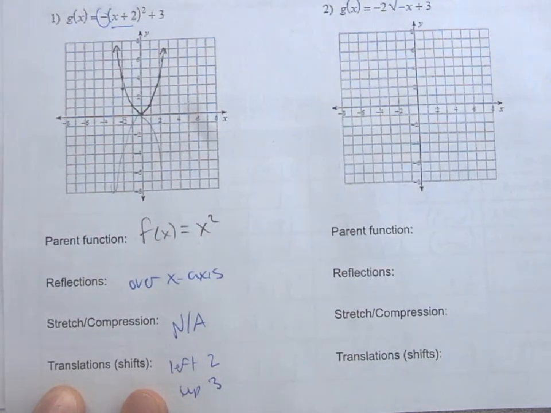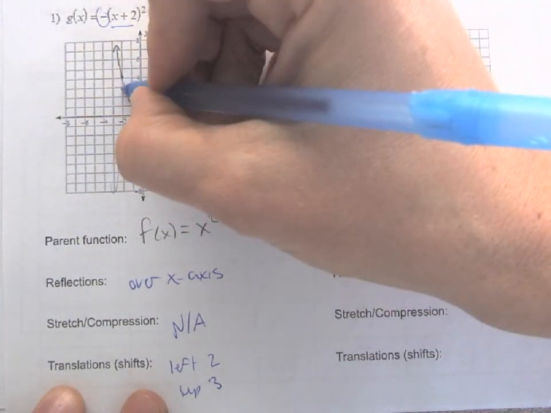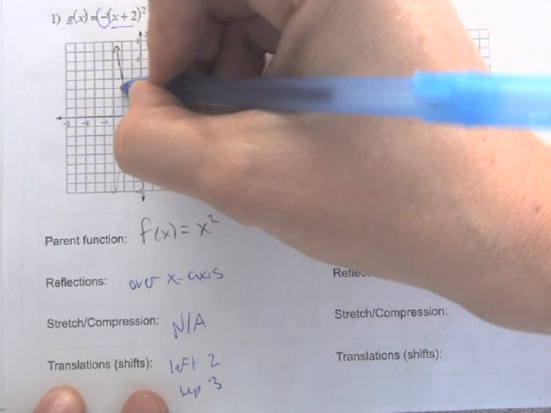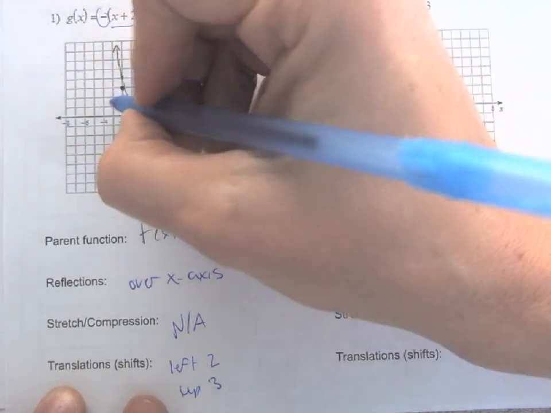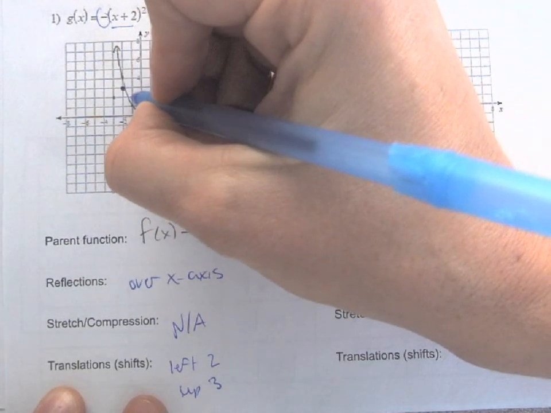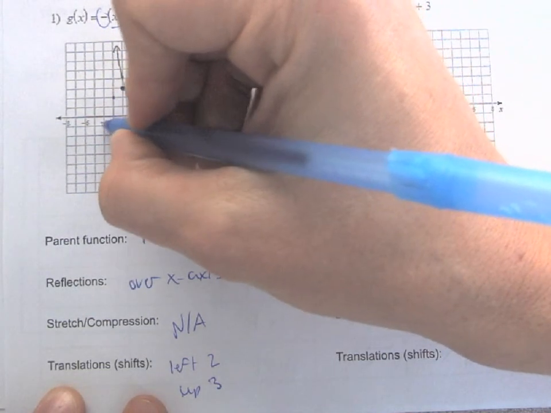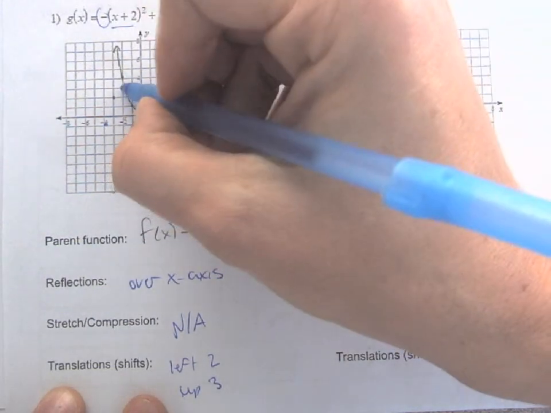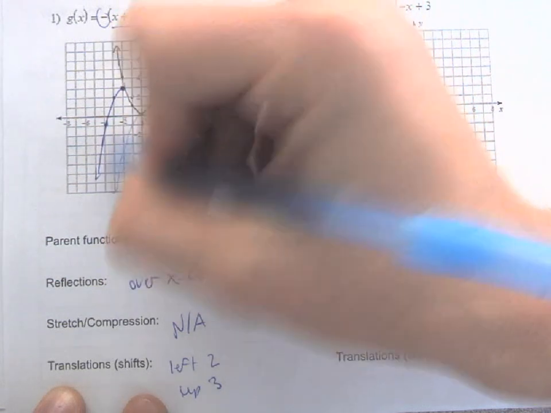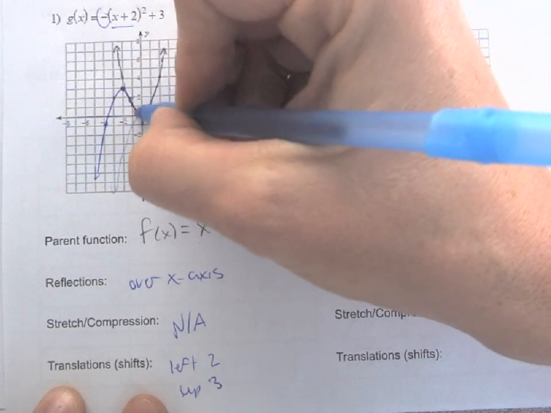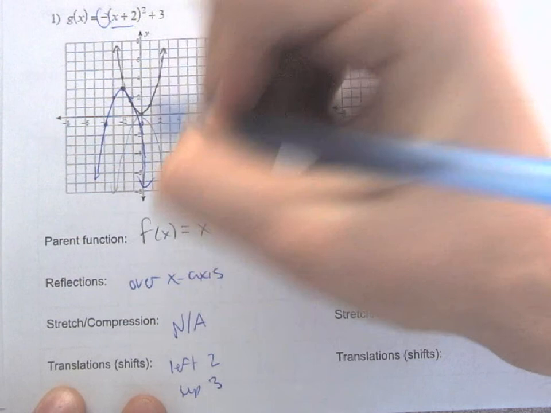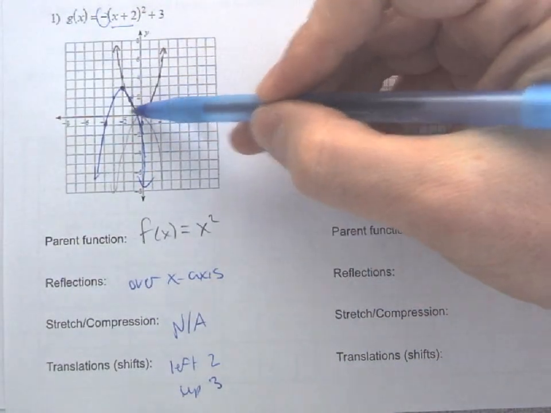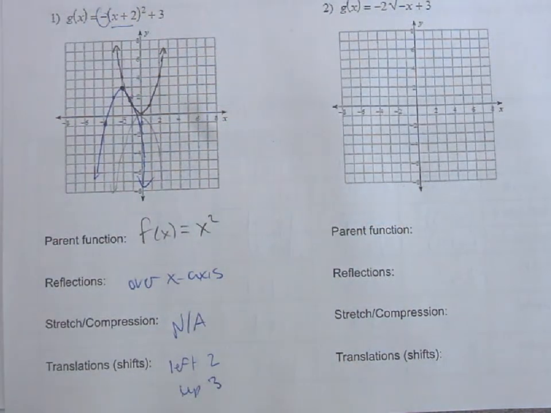So my graph is going to be like this. This is called the vertex, the pointy part of the parabola. My vertex is going to be here, and it's going to be pointed down. One, two, three. I'm just getting my points here. So the transformation is going to be an upside-down parabola, and its vertex is going to be -2, 3 instead of 0, 0. That's how you do multiple shifts.